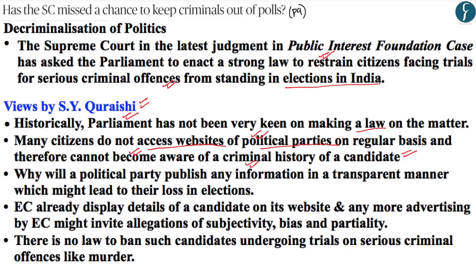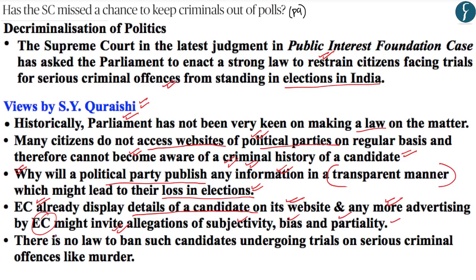The third aspect highlighted by the author is why will a political party publish any information, that too in a transparent manner, with regards to the criminal history of its candidate, which may actually lead to the loss in elections for that political party. The fourth concern raised by the author is that the Election Commission already displays details of a candidate on its website, and any more form of advertising by the Election Commission might lead to allegations of subjectivity, bias, and partiality against the Election Commission.